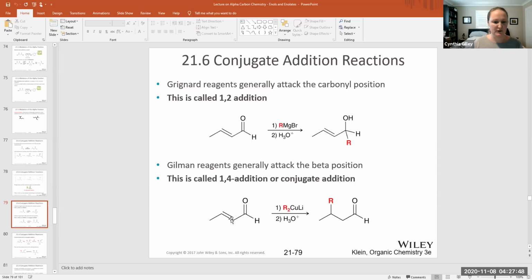So if this is 1, 2, 4, our carbon-based nucleophile is attached to carbon 4. And it might be a little bit confusing as to why this is called 1,4 when the oxygen position 1 has not changed. So we're going to have to actually look at the mechanism a little bit to understand entirely the term 1,4 addition or conjugate addition.